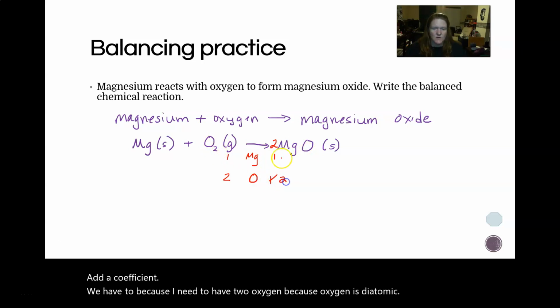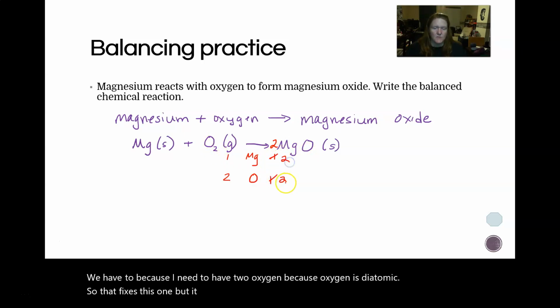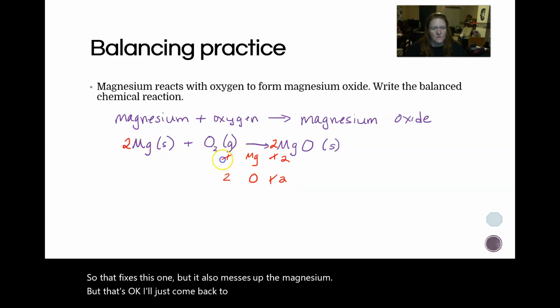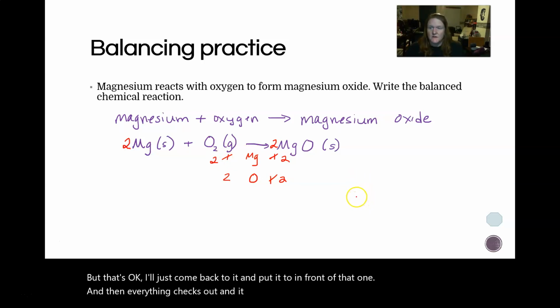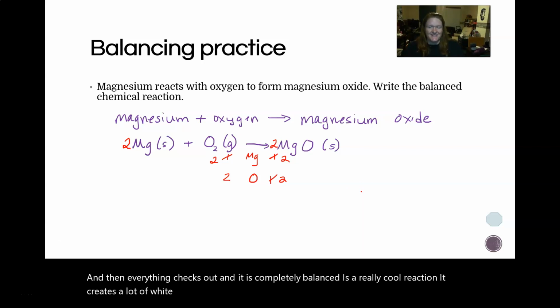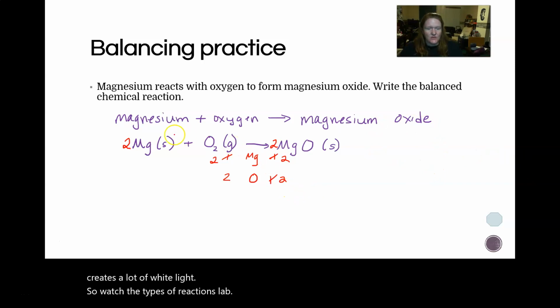So that fixes this one, but it also messes up the magnesium. But that's okay, I'll just come back to it and put a 2 in front of that one. And then everything checks out and it is completely balanced. This is a really cool reaction. It creates a lot of white light. So watch the types of reactions lab, and you'll learn that this is called a combination reaction.